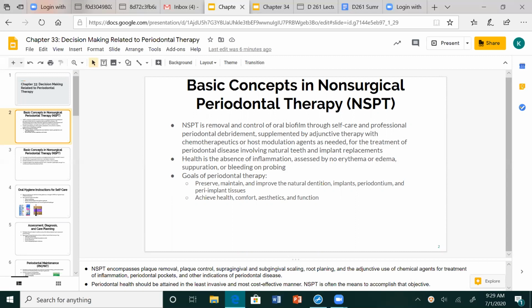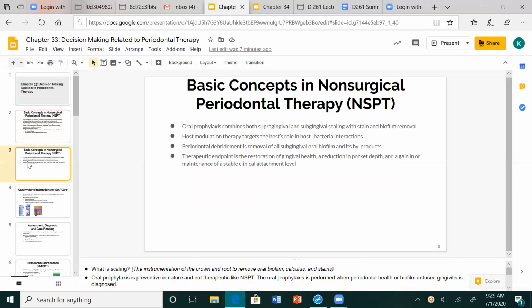So NSPT encompasses plaque removal, plaque control, sub and supragingival scaling, and root planing. It's also going to encompass those adjunctive services like we talked about, the chemotherapeutics, and even laser treatment a lot of times too.